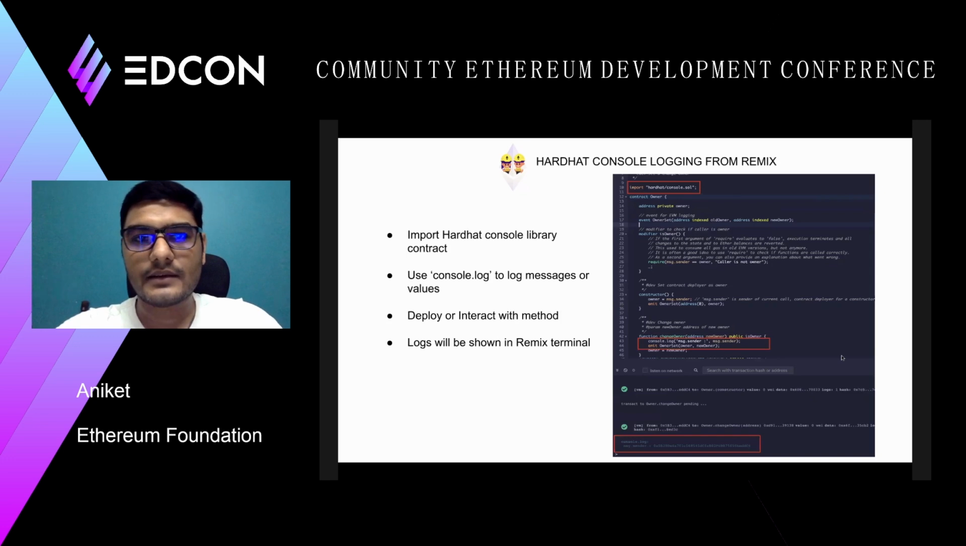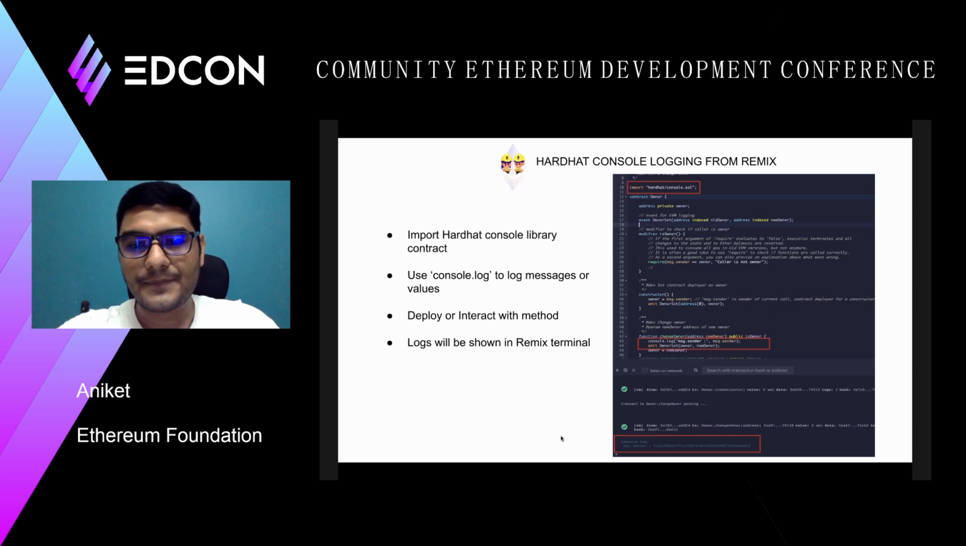Yeah, next slide, Rob. This is one more interesting feature from the Hardhat side. Basically, Hardhat provides a console library which enables the user to use console.log as we do in other languages. So you can just import that library, which is shown in the top box: import hardhat/console.sol. And then you can use the console.log statement as usual to print messages or values in the contract. Whenever you interact with those methods, the corresponding logs will be printed in the Remix terminal. You can see that in the third box highlighted here.